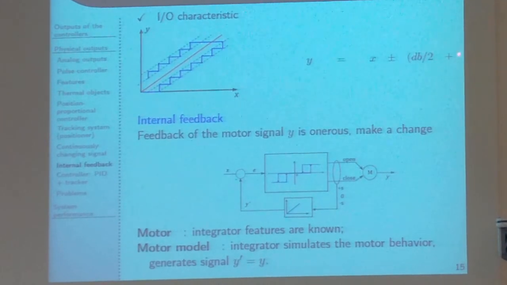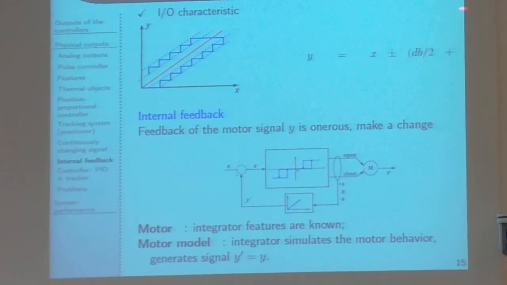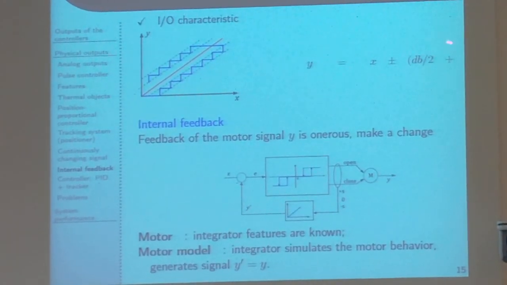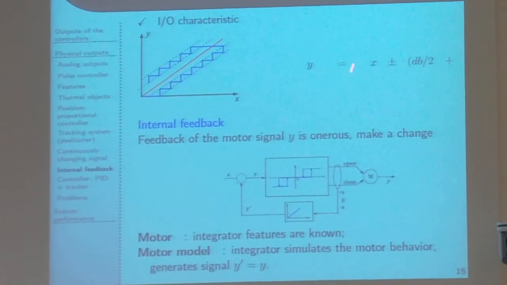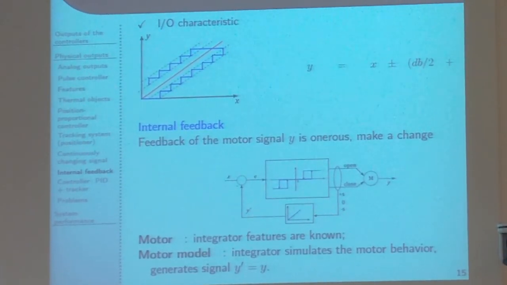So here we have the initial position plus half of the deadband and the next position that we have.